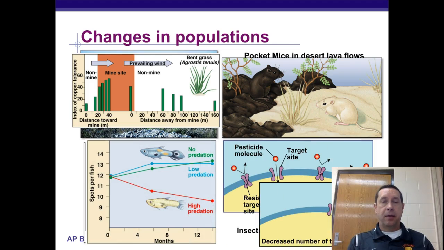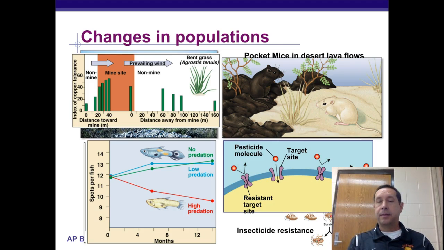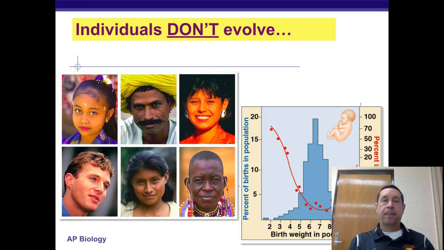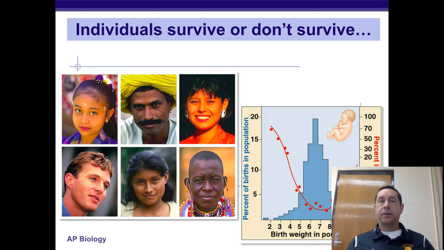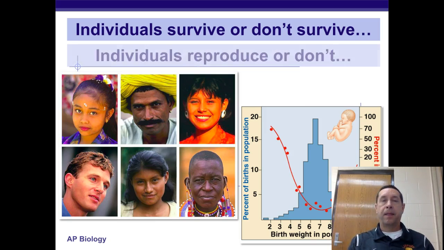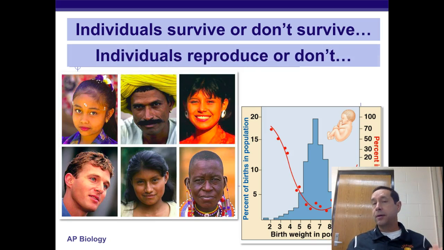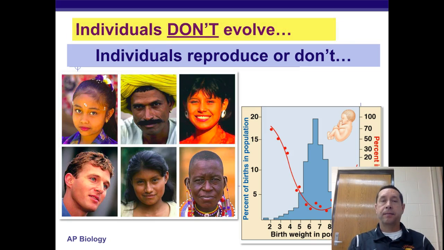You can see how the number of spots on the fish change. You can see how insecticide resistance becomes more and more common, and so on. So again, just a reminder, individuals don't evolve, they survive or they don't survive. They reproduce or they don't reproduce, which causes the population to change.